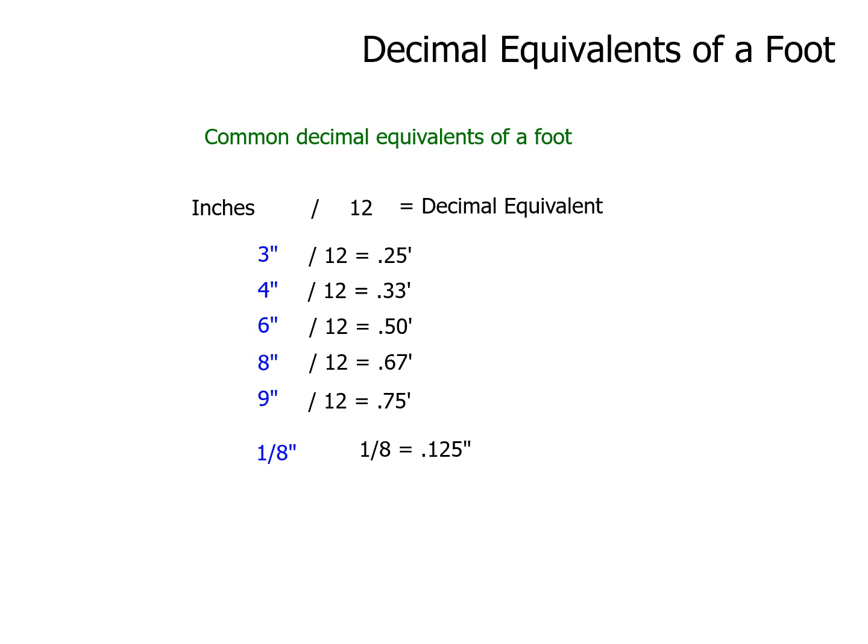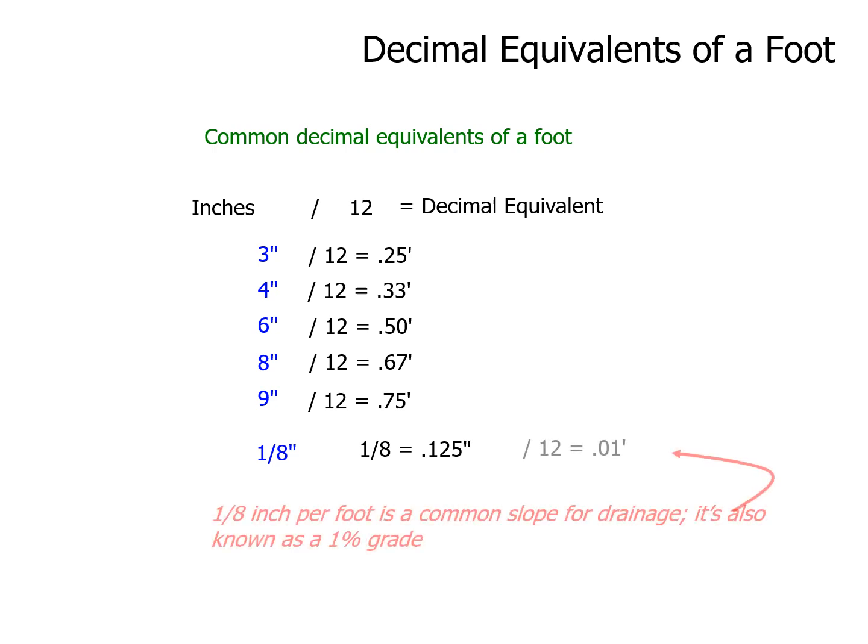But it's still in inches. It's not in feet yet. In order to put it in feet, I have to divide it by 12. And then I recognize it. I say, oh, that's right. Anytime I put something at a 1% grade, I'm always putting that at 1/8 of an inch per foot. So a 1% grade is 1/8 of an inch per foot. Easy enough.